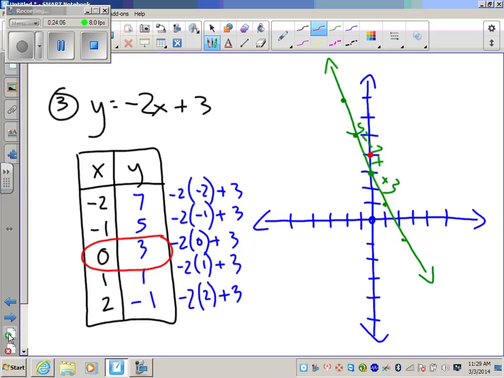Negative 3, 9. Well, negative 3, 9, we don't know for sure. So what can we do? Plug in the negative 3. Does it give us 9? What's negative 2 times negative 3? Positive 6, right? 2 times 3 is 6. Negative times negative is positive. Plus 3, is it 9? So yes, we could say it would be on there.